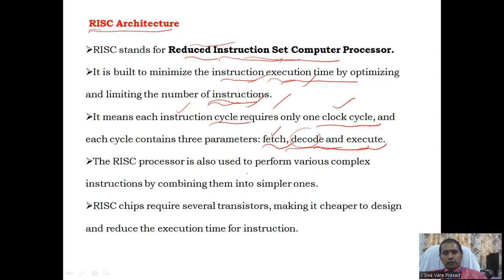In this architecture, we are combining complex instructions into simple ones. Wherever complex instructions are there, we make them simple instructions. That's why it is called a reduced instruction set. It also requires a smaller number of transistors under this structure. So the cost is less, the design is simple, and the execution time is also less. These are some of the features of RISC architecture.